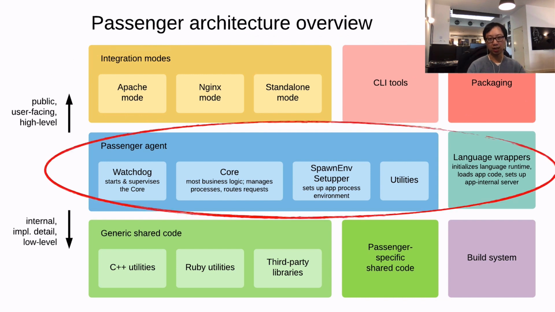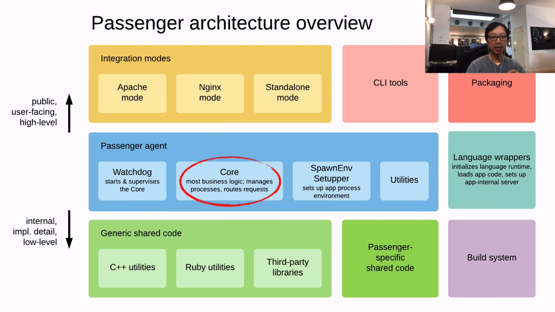Most of the business logic is actually in the middle layer, which implements high-level business logic that is not directly user-facing. The Passenger agent is the biggest package in this layer, and all the integration modes delegate most of the logic to this entity. Within the Passenger agent, the core is the entity that contains most business logic. Most of the other entities in the agent only provide helper roles. For example, the watchdog does nothing more than starting and supervising the core's health, while the spawn env setupper is only there to aid application spawning by the core.